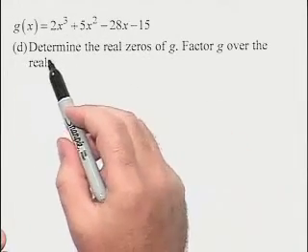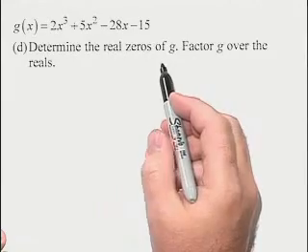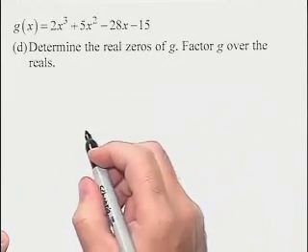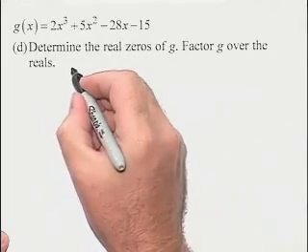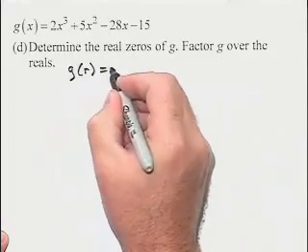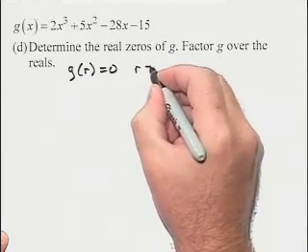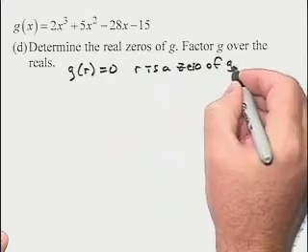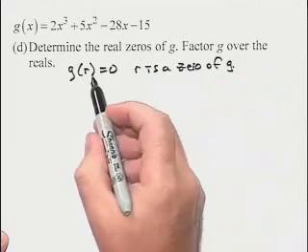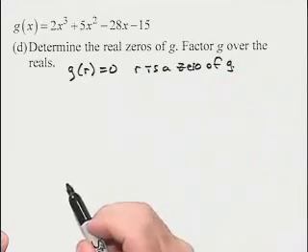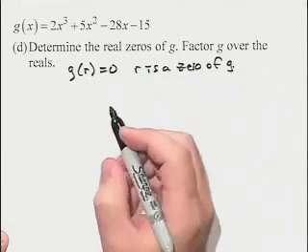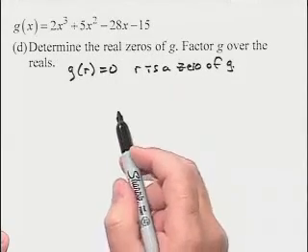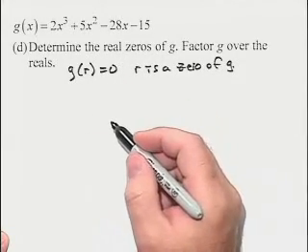In part D, we're asked to determine the real zeros of g, and then factor g over the reals. We're going to use the fact that if g of r equals 0, then r is a 0 of g. So we're looking for values of r that will make our function equal to 0. If we get g of r equal to 0, we can use long division to reduce our polynomial and then start again on the reduced polynomial.